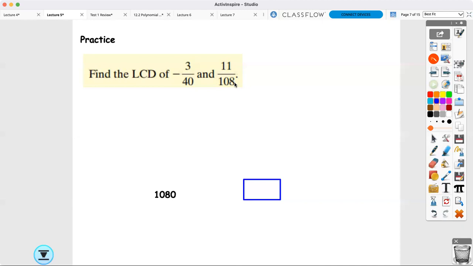I do have a question. Does the negative matter? Great question. So for the LCD, negative does not matter. But if the question said, find the LCD of these fractions, then rewrite the fractions with the new denominator, then the negative will apply for the second part, when you're rewriting the fractions with the new denominator. Oh, okay, thank you. No, thank you for your question. It's a great question, okay?